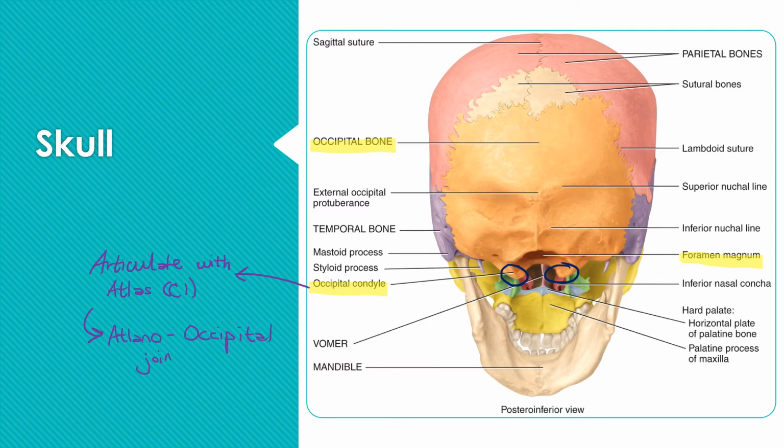Now it gets its name from the atlas. That's where atlanto comes from. That's the atlas part of the joint. And the occipital part of the joint comes from the occipital condyles, from the occipital bone. This joint allows you to nod your head yes. So nod your head up and down. This joint allows you to nod your head up and down.